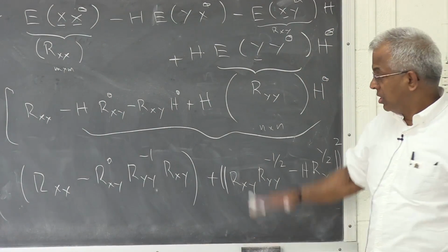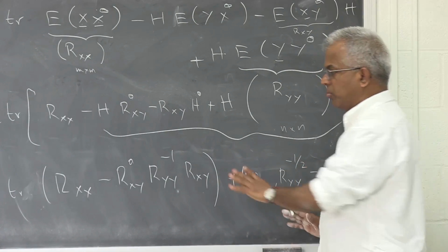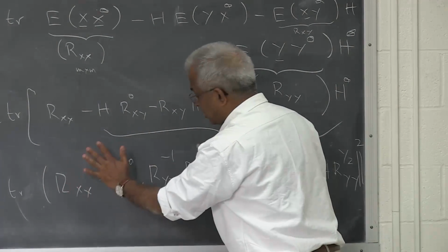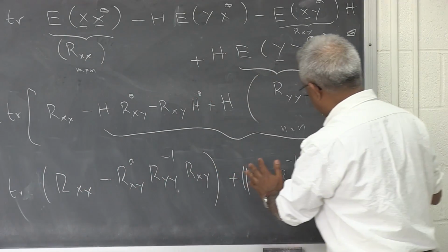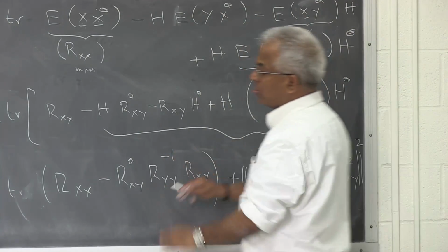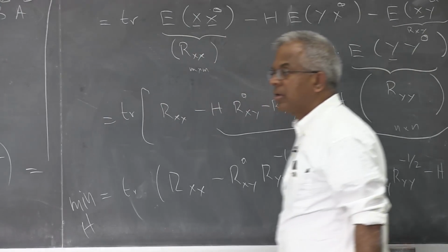This is true as an identity. If anybody thinks there is an issue, but look at here. I cleaned it, there is no H here. So this is a constant. H is only here. Look at the argument now. You want to minimize this whole quantity. The whole point is to minimize this over H.